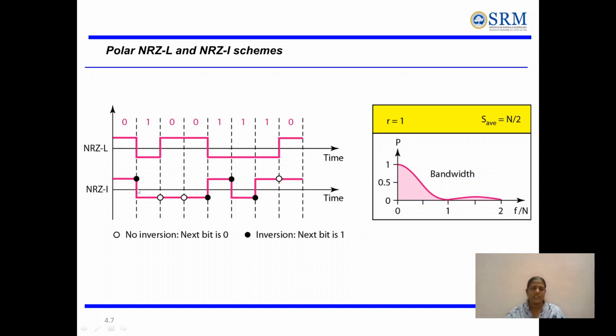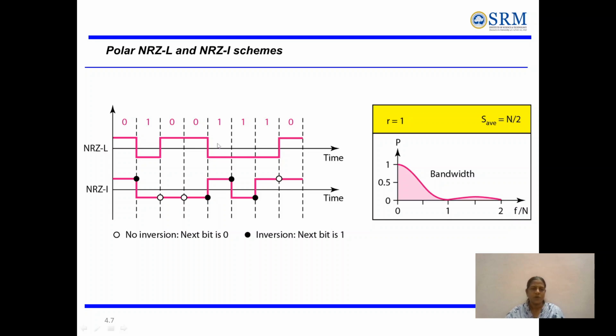Then the next bit is 1. Whenever there is a 1, there will be an inversion. Here you could see there is an inversion. It is coming to the lower voltage. Then again 0, it will continue to remain the same, again on the lower axis. Again the next bit is 0. It will again be on the lower axis only.